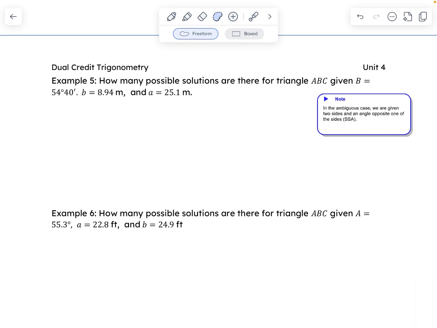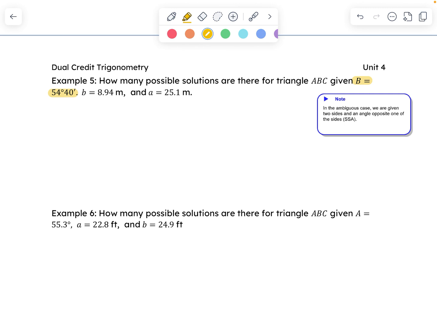So example 5 says, how many possible solutions are there for triangle ABC given, and like I said, you're not always given angle A. Here it says given angle B is 54 degrees and 40 minutes. Side b is 8.94 meters and side a is 25.1 meters. So it says in the ambiguous case, we're given two sides and an angle opposite one of the sides. For the sake of giving you the table, they said angle A, but remember, it's not always going to be angle A. So this one, you've got to think a little bit about it.